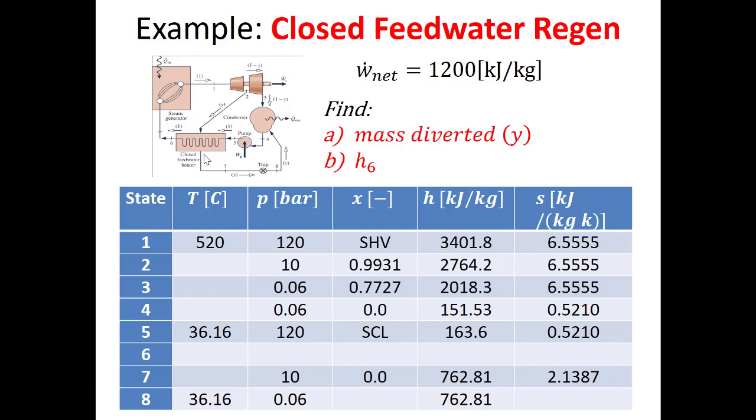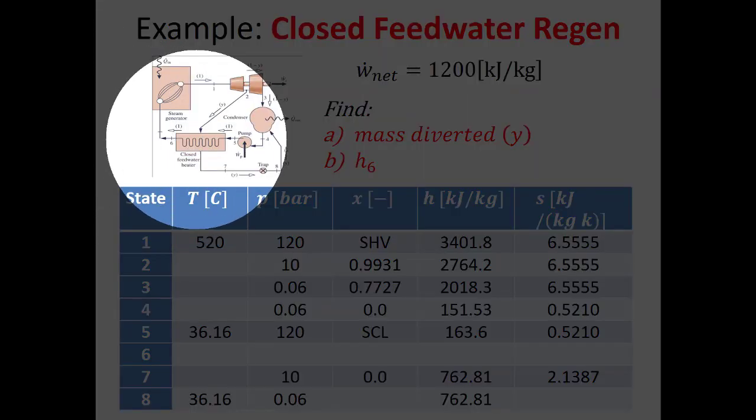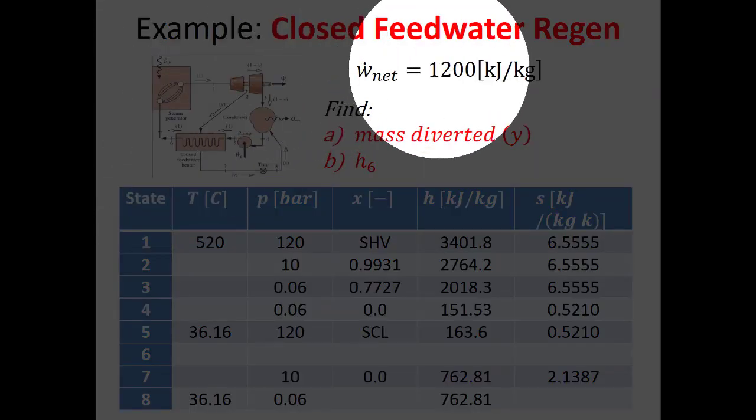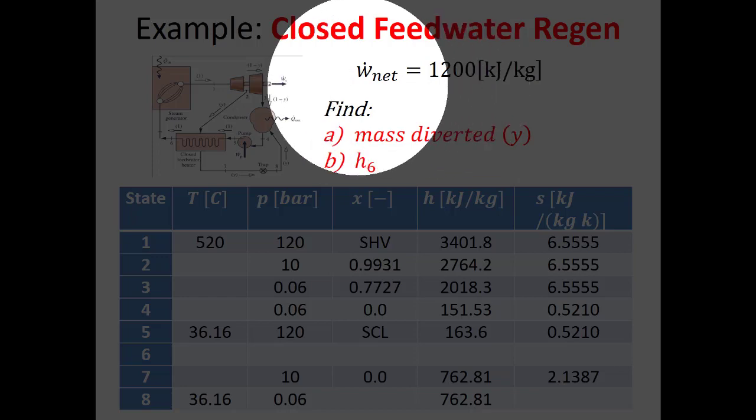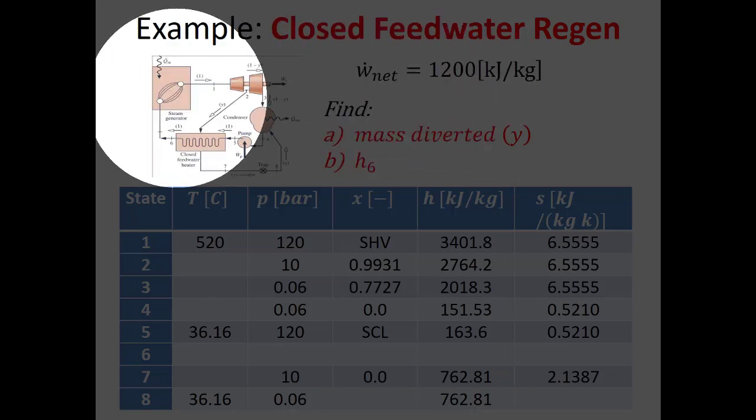Now in this problem, we're given all this information on the state table, we're asked to find y, and we're asked to find H6. So I've said that two different ways you can find y is you can look for a case where you know the total power, or you can do the first law on the closed feedwater heater. But in this case, they give us the net power, or actually the net power per unit mass flowing through the whole system. So this is going to be net power divided by m dot through the boiler.